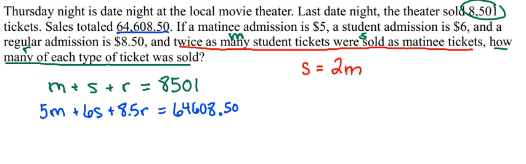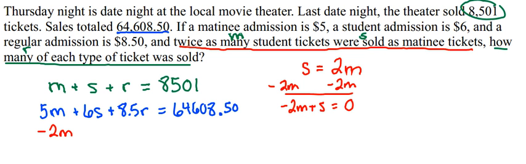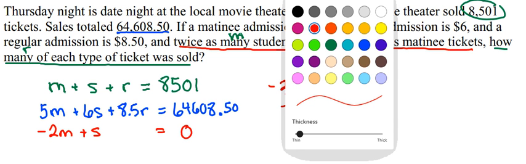The reason I wrote it over here is because it's not in the same order as all of these. M column, S column, R column, number. So I need to move this 2M to the other side. Negative 2M plus S equals, what's left on the right side? Nothing. Negative 2M plus S, I'm going to skip a blank for the R, is equal to 0. So here's our system.